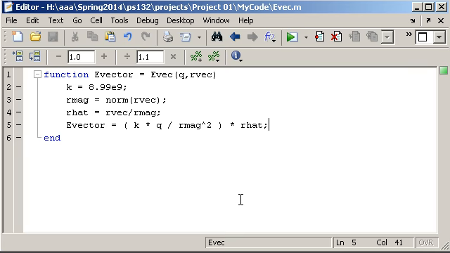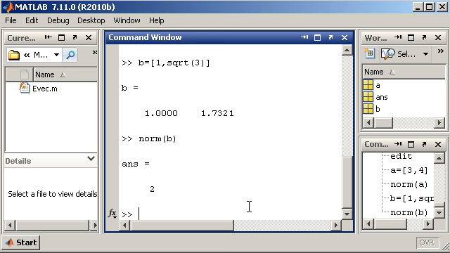Evec. And we're going to try 5 E minus 8 for the charge, 5 times 10 to the minus 8, and then rvec, I wanted 5 centimeters, 0.05, comma, 10 centimeters. Ooh, put that vector in there. 0.05 meters, comma 0.1 meters, which is 5 centimeters, comma 10 centimeters.